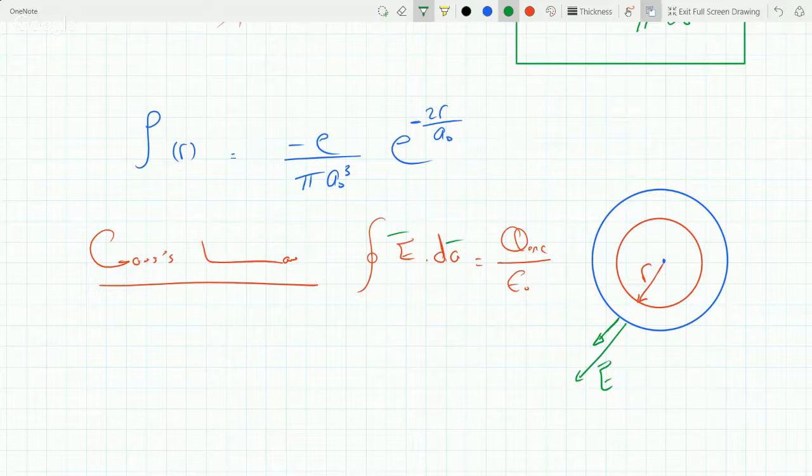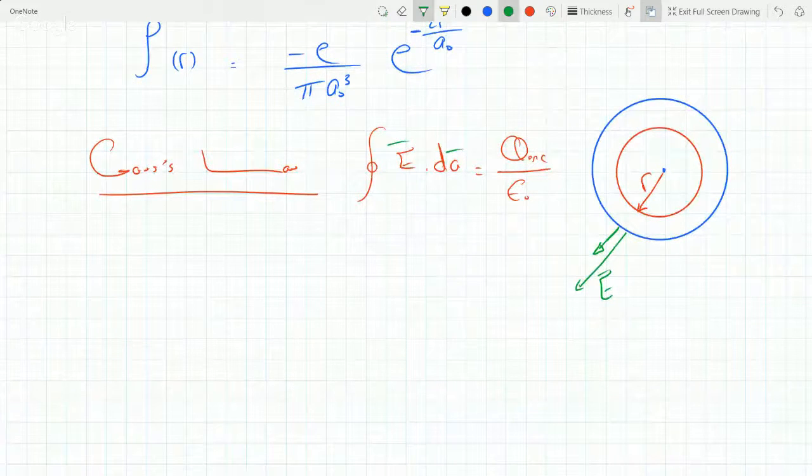And since E is uniform, always radially outwards due to the symmetry of the sphere, I could pull that out, and if I pull it out, then this becomes E, and the area of the sphere is just... actually, let me do one thing. Before I get the area of the sphere, let me get Q enclosed.